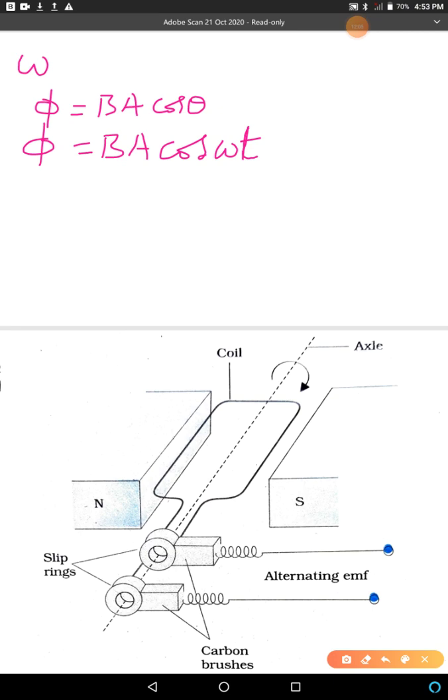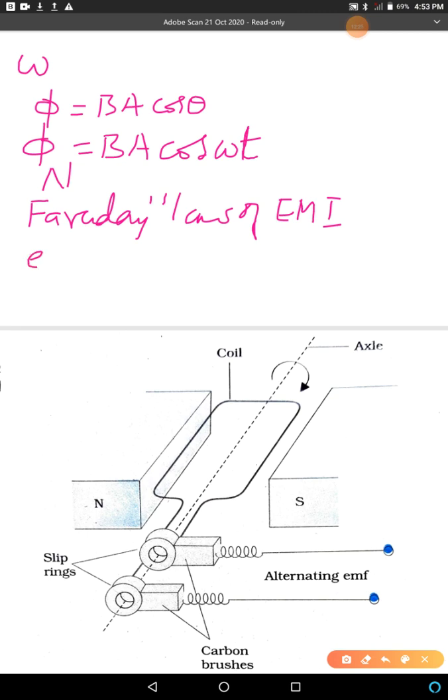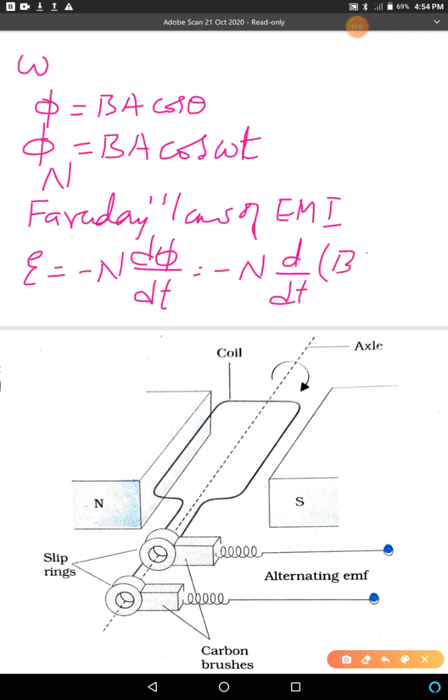So if the coil has n number of turns, then according to Faraday's law of electromagnetic induction, the induced EMF will be equal to minus n into d phi by dt. That will be equal to minus n into d by dt of, what is phi? Phi is BA cos omega t.